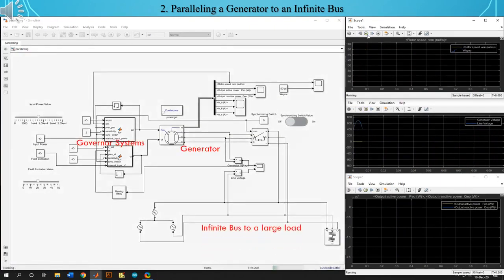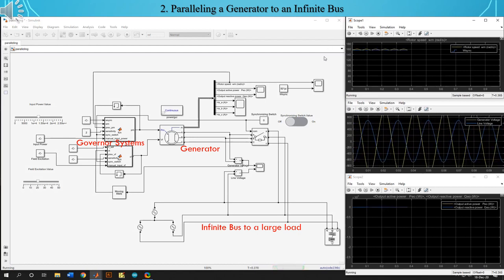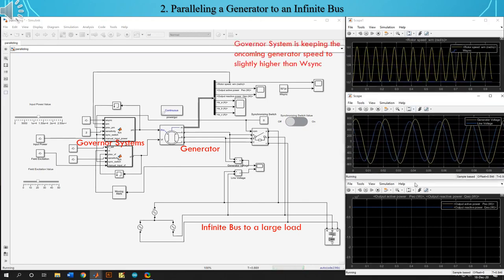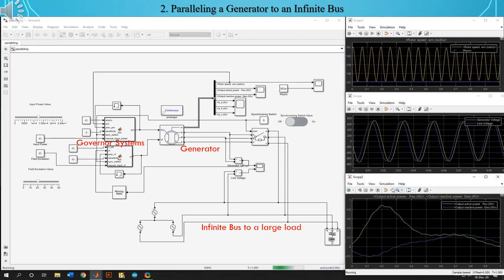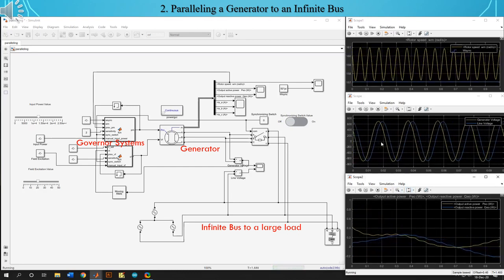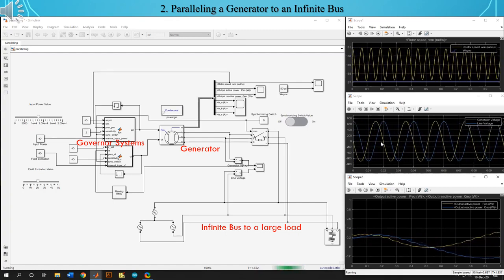This is the synchronous generator of our power system. Here we supply mechanical power and field voltage through a governor system. We run the simulation to produce three-phase current and plot the rotor speed and output active and reactive power as well. Now we have to parallel this synchronous generator with infinite bus.